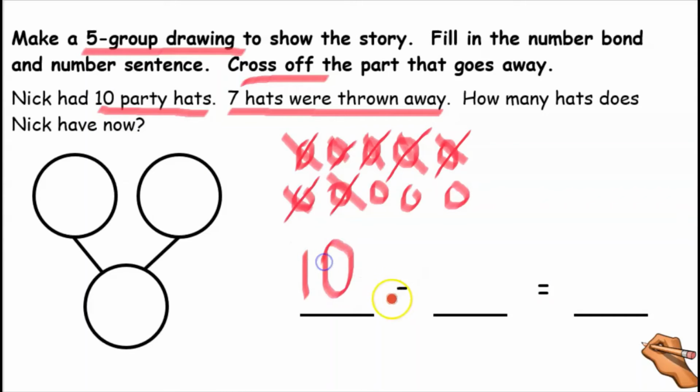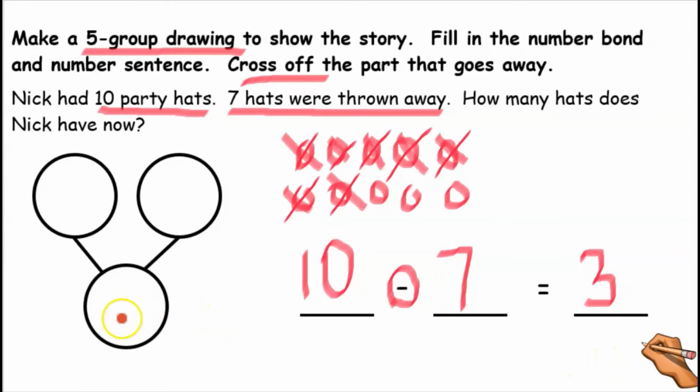So we're going to start our number sentence because we're subtracting with that biggest number, which is 10. We learned that 7 hats were thrown away, so 10 minus 7, and we can go back and count to see that we have 1, 2, 3 left. So Nick had 3 hats left. 10 minus 7 equals 3.